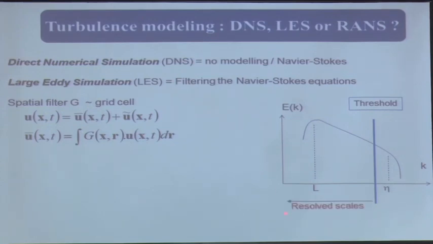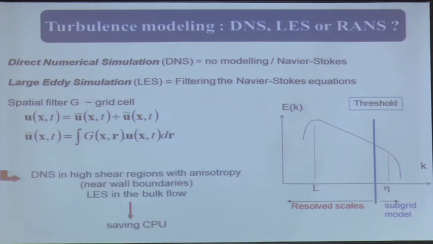Okay, so you have resolved scales, and then you have what is called a subgrid model, which means that you are going to use a model for what is inside the grid to compensate the rate of energy consumption. So of course, it will save CPU because you will need less mesh, less grid points. It will save CPU, but it will be a different model.